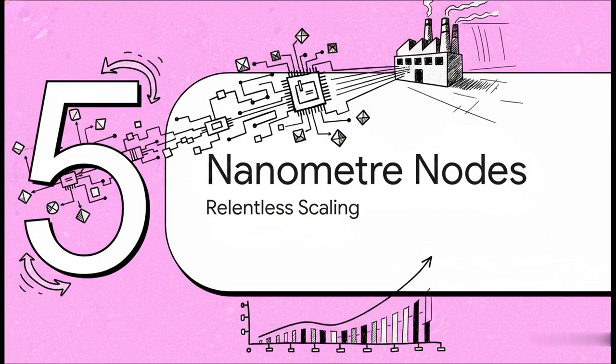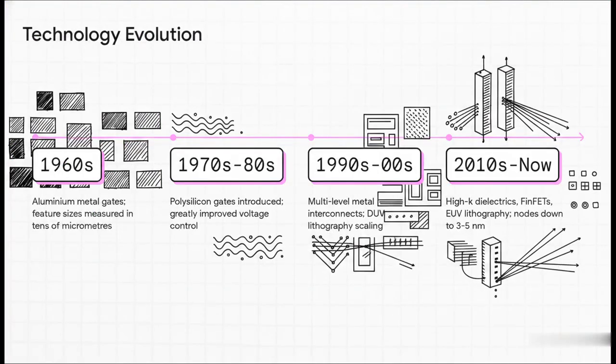Last but not least, Section 5, evolution of nanometer nodes. Let's zoom out from the factory floor for a second and look at the big picture on this timeline. Back in the 1960s, we started with aluminum metal gates, and these features were massive, measured in tens of micrometers. By the 70s and 80s, we shifted to polysilicon gates for much better control. The 90s and 2000s brought multi-level metal wiring and deep UV lithography. But just look at the 2010s to now.